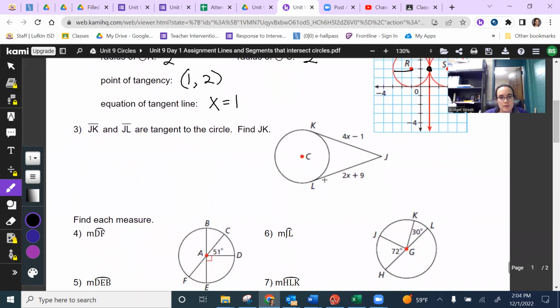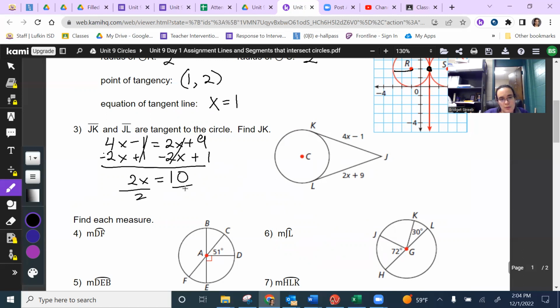Number 3, we have segment JK and segment JL tangent to the circle. We want to find the length of JK. So remember that two tangents that intersect the same circle and intersect each other like this are congruent. So we have 4x minus 1 equaling 2x plus 9. We're going to subtract 2x from both sides and add 1. So that gets us 2x equaling 10. We're going to divide both sides by 2 and x equals 5.